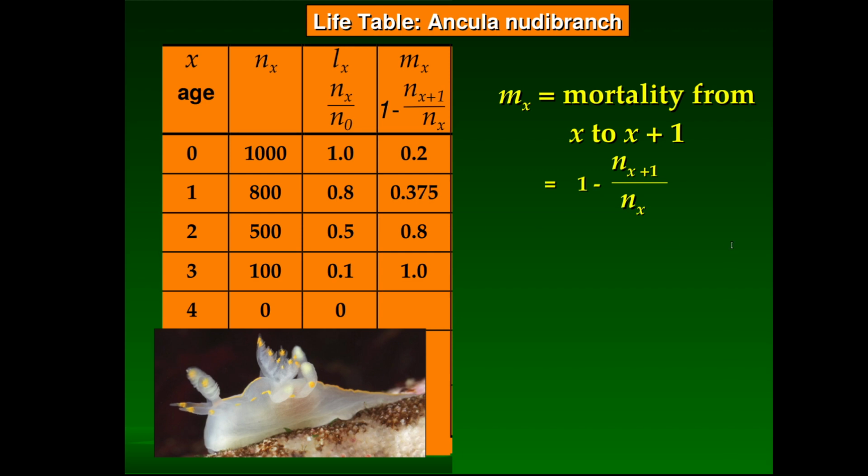Now, what equation did we use to get these numbers? Well, m of x is equal to 1 minus N at the next age class divided by N at the previous age class.